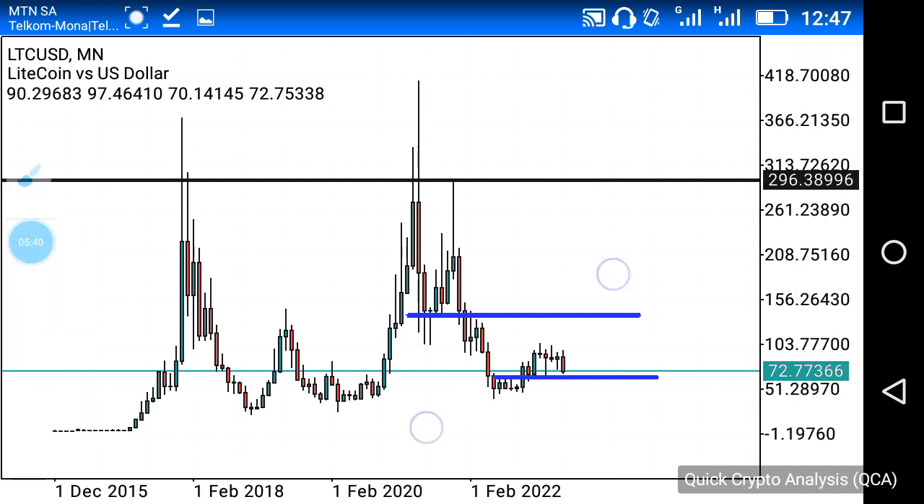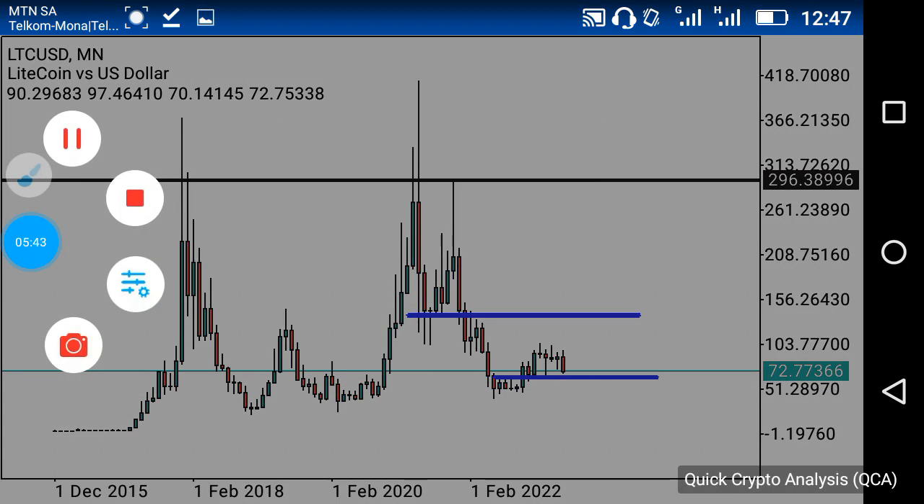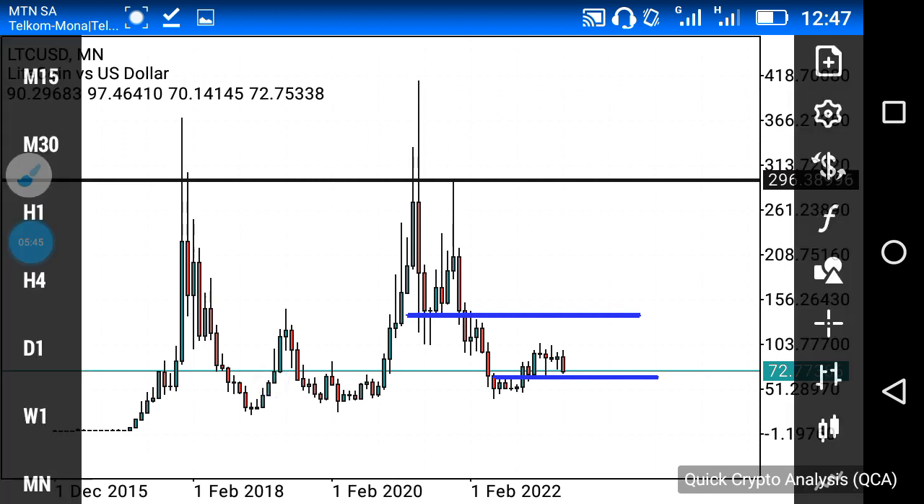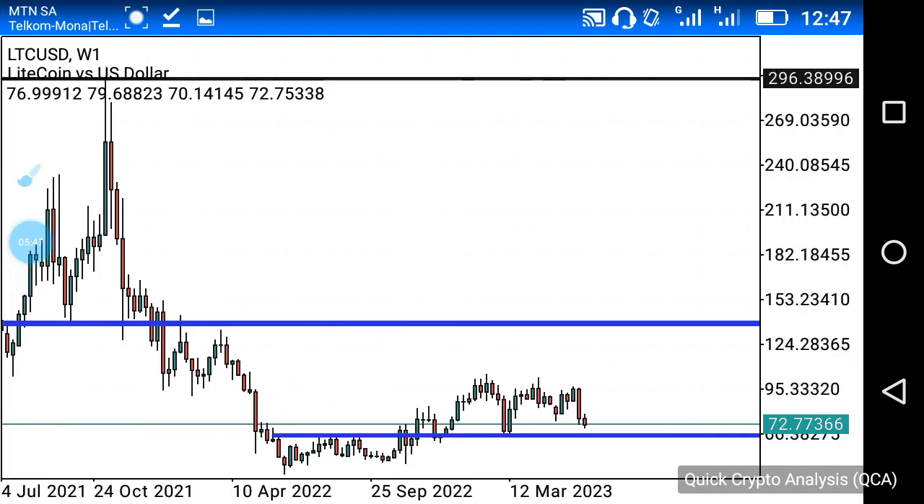At this point I don't see much, so what I will do now is head down to the weekly chart. Let's see what's happening on the weekly chart. And here we are on the weekly chart.